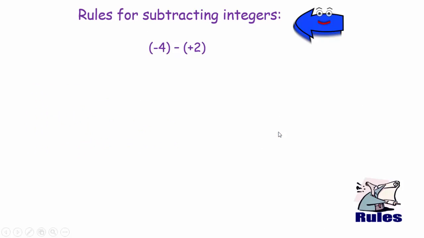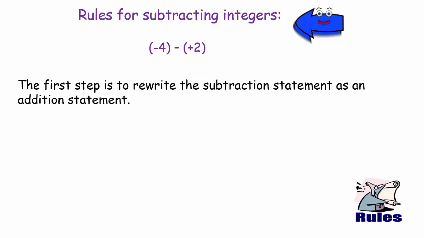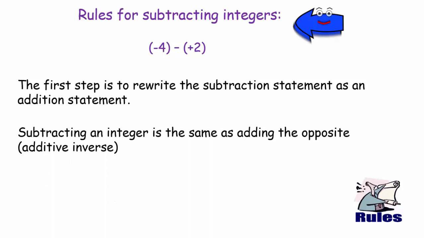Rules for subtracting integers. So here I have -4 minus a +2. The first step is to rewrite the subtraction statement as an addition statement. That's always your first step. Subtracting an integer is the same as adding the opposite or the additive inverse. So if we have -4 minus a +2, we need to rewrite that as -4. The first number stays the same.